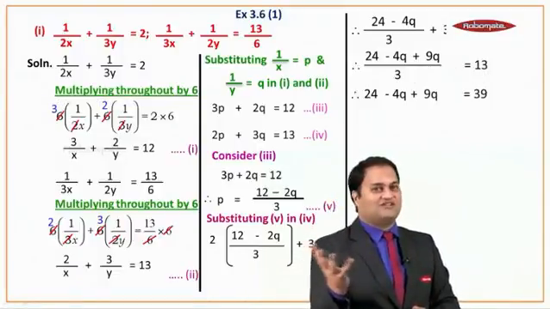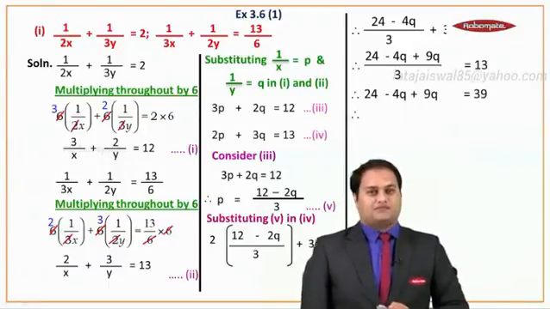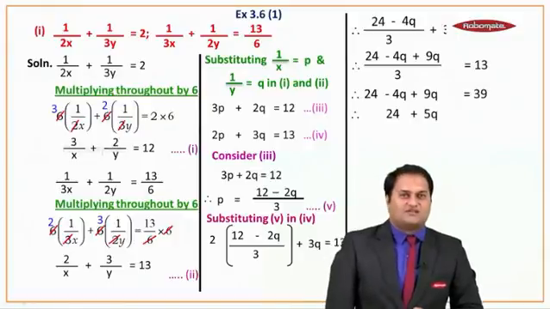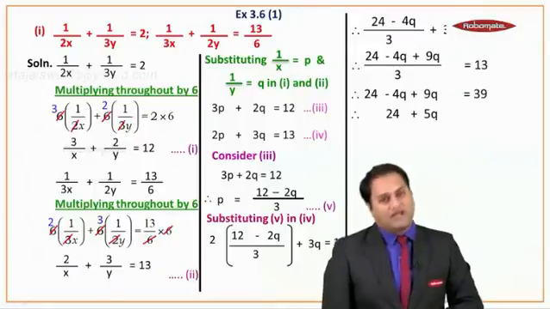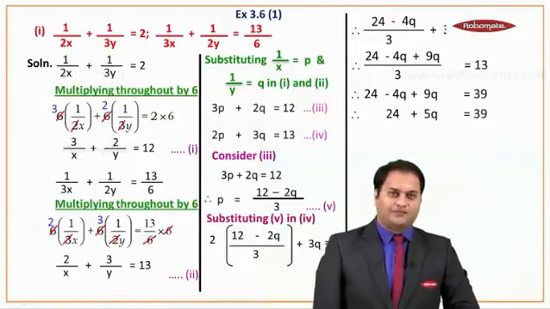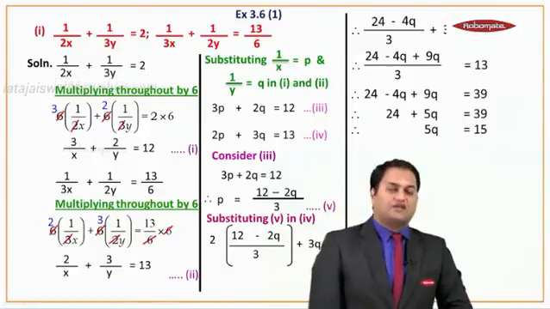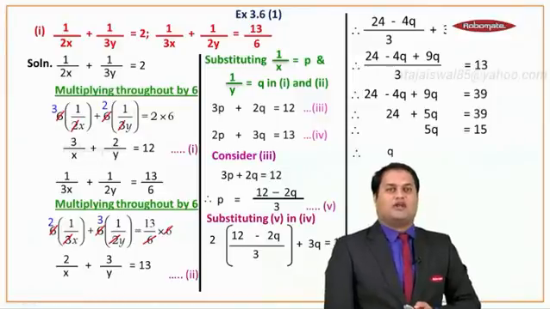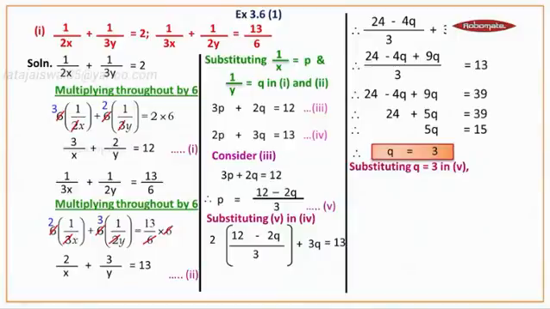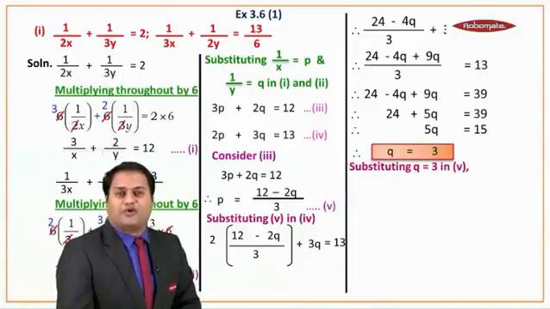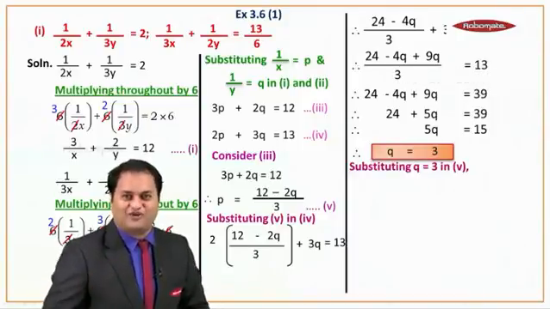Now, variables on one side, constants on the other side, solve and get the value of q. Let's do it. 24 minus 4q plus 9q is plus 5q, so it's 24 plus 5q is equal to 39. Shift 24 to the other side, we get 5q is equal to 39 minus 24, which is 15. So we get q is equal to 15 upon 5, which is 3. Now substitute this q is equal to 3 in equation number 5. In equation 5, let's substitute q is equal to 3. Why are we doing this?